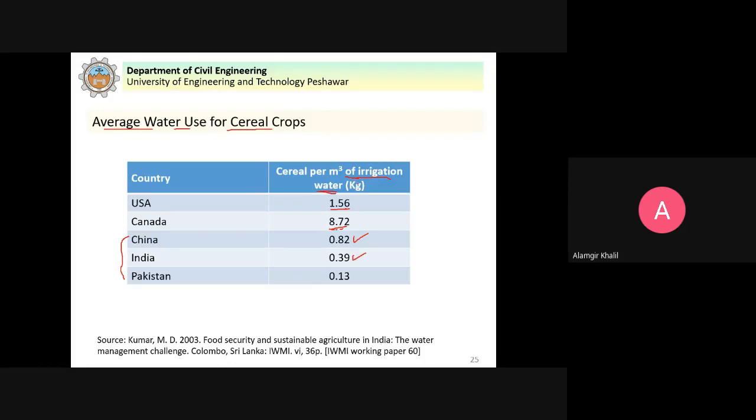India is producing 0.39 kg of food per cubic meter of irrigation water, and you can see here in Pakistan that we are only producing 0.13 kg of food per cubic meter of irrigation water. And the reasons we already discussed: the system that we have needs to be upgraded, and the water application methods should use the latest technology that can result in saving more water and can produce more food per cubic meter of irrigation water. So you see that Pakistan has the largest continuous irrigation system in the world, but the crop yield is the lowest in the world.